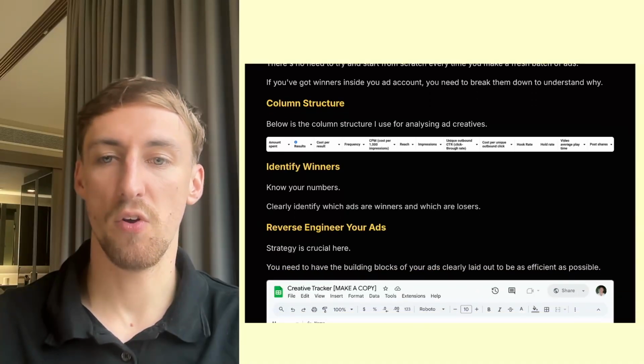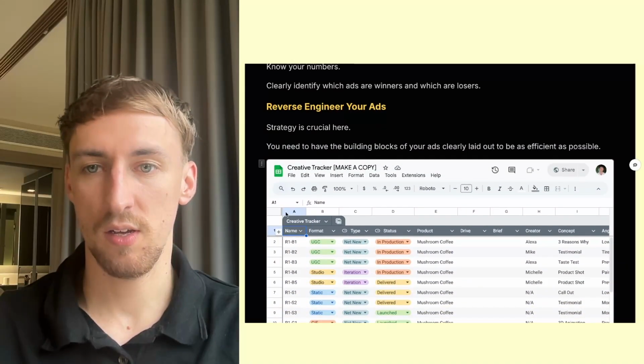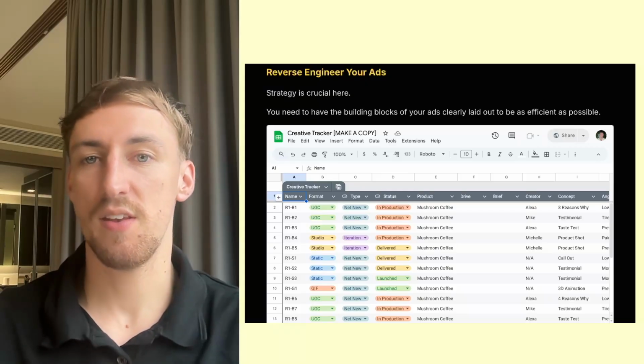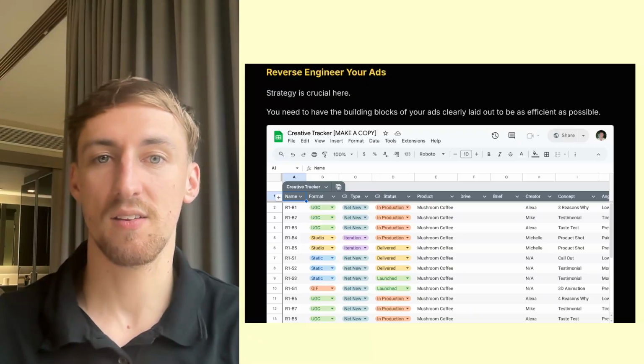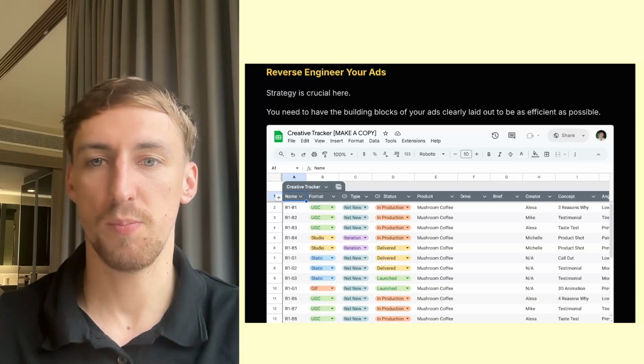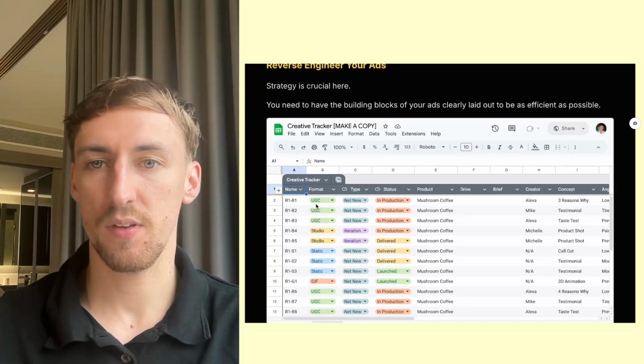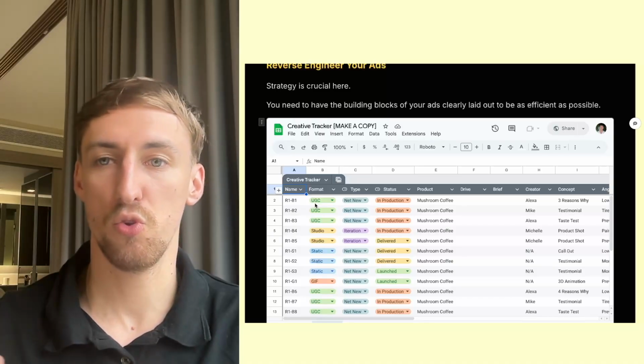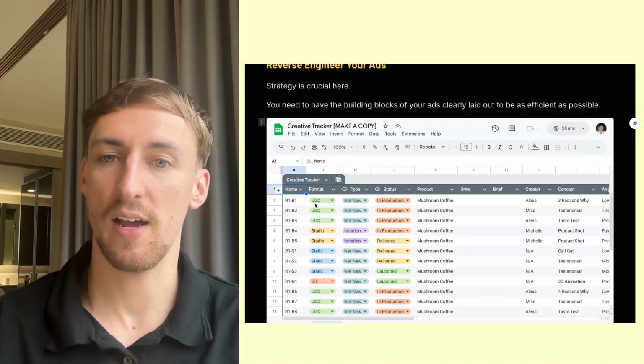Then you can move on to reverse engineering your ads. So strategy is crucial here. Once you've identified your winning ads, you need to have the building blocks of these winning ads clearly laid out to be as efficient as possible. So this is what we use. It's called our creative tracker. I'm going to put a link to this in the description. So once we finish this video, you can go ahead and you can access this.